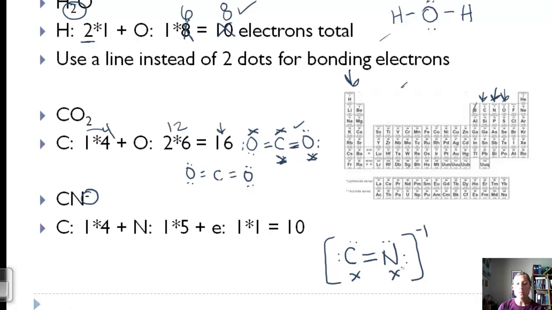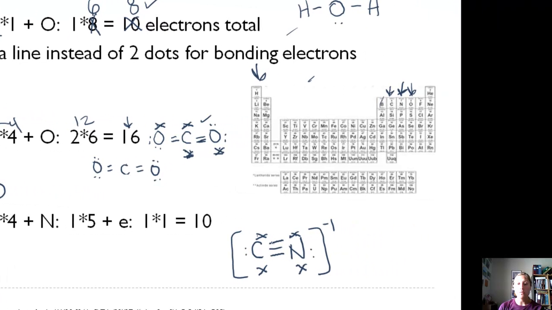2, 4, 6, 8, 10, 12. Still too many. I'm going to take another pair away from each and make them share a third pair. And now I have 2, 4, 6, 8, 10. And so I get a triple bond with each of them having their own lone pair and then brackets with the charge.